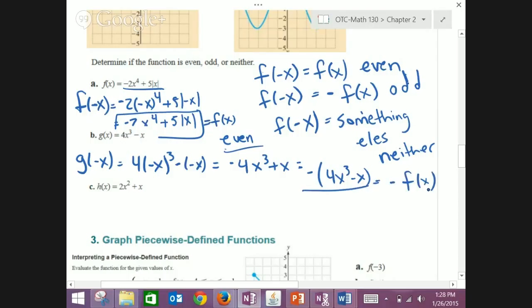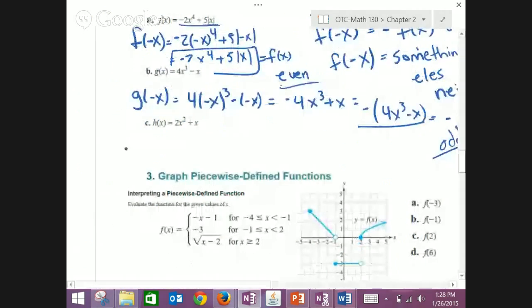So when we use the powers, if one's even and one's odd, is it always going to be even? If one's even and one's odd, it's always going to be neither. Yes. So this example, because 1 is odd.